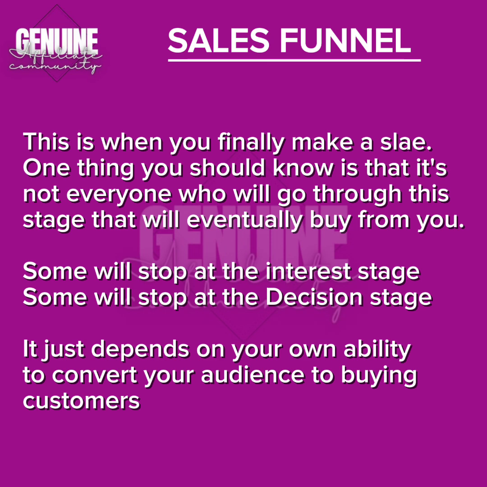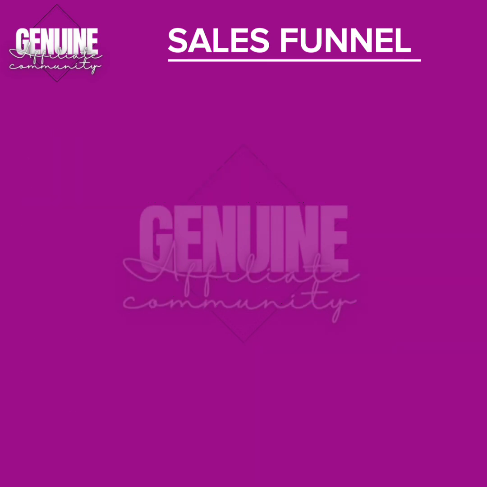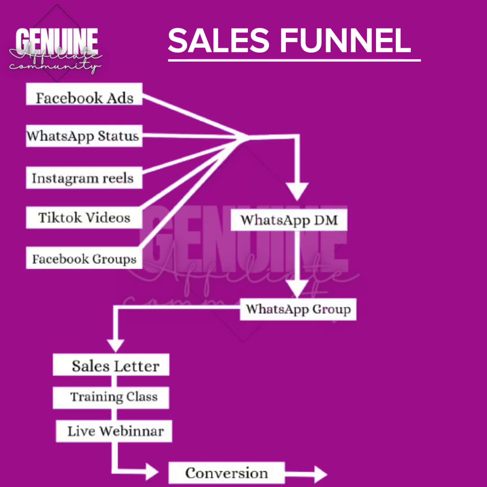Alright guys, so this is the sales funnel design. Now remember, in your sales funnel we have four stages: the awareness stage, the interest stage, the decision stage, and the action stage. So this is how a sales funnel structure looks like. As you can see, this is Facebook ads, WhatsApp status, Instagram reels, TikTok videos, Facebook groups. These are various means by which you could generate traffic to your WhatsApp DM.